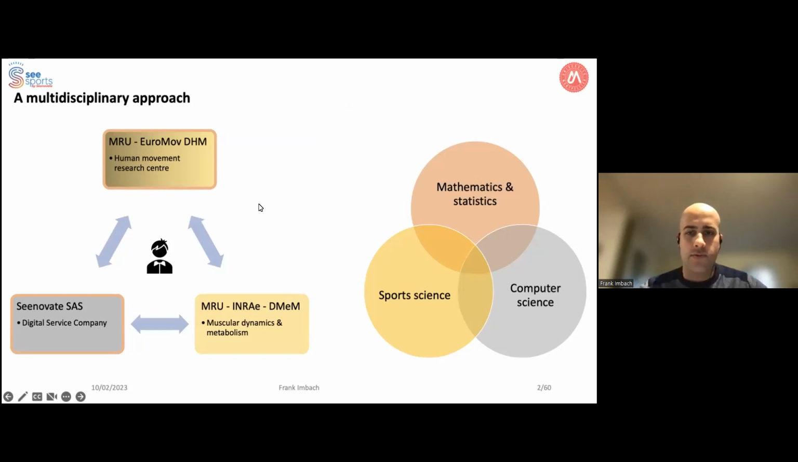Okay, so you clearly summarized, but the work I am going to present today rises from a collaboration between the 2 labs. You cited ULMOVE Digital Health in Motion and IDM, which is mostly involved in muscular dynamics and metabolism. And the company Seenovate, which is the digital service company, I'm still working actually at a position in the company. That means 3 entities and 3 domains, scientific domains, which are sports science, mostly driven by the two labs, and mathematics, statistics, and computer science by Yellowmove and Seenovate.